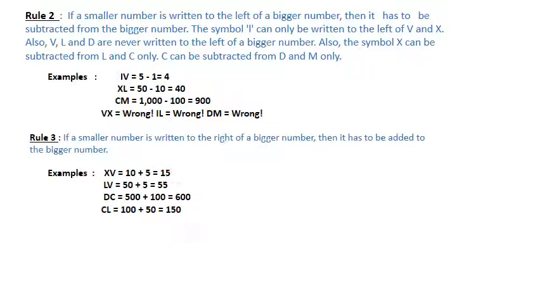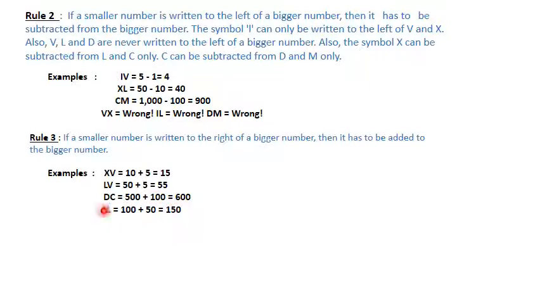Okay, let's see LV. The value of L is 50, which is bigger, and the value of V is 5, which is smaller. Now here the smaller number is written to the right of the bigger number. So what do we do? We add 50 plus 5, 55. Similarly, DC, the value of D is 500, the value of C is 100, which is the smaller number, which is written to the right of the bigger number. So we add 500 plus 100 and get 600.